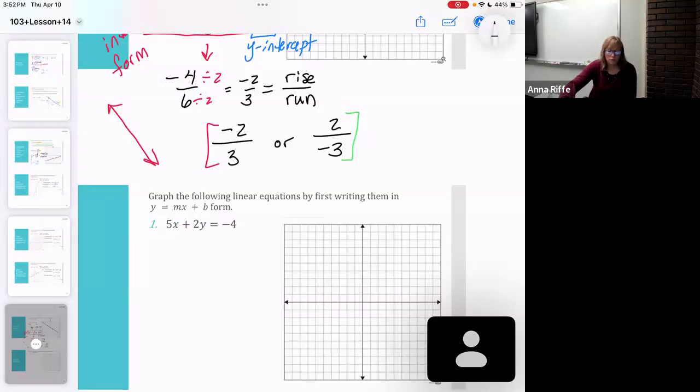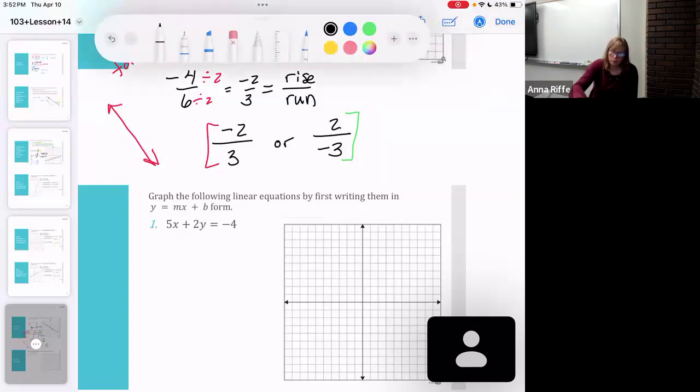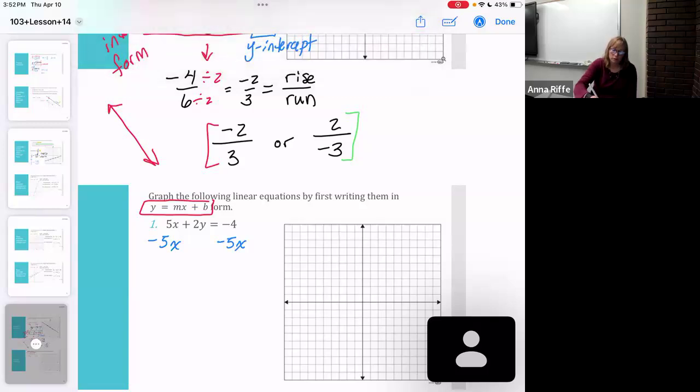We want to solve it for y, because we want to write this in y equals mx plus b form. If ever you want to know the slope and the y-intercept, a good goal is to write it in y equals mx plus b form. I'm going to, first of all, isolate that y term. So subtract 5x from both sides.